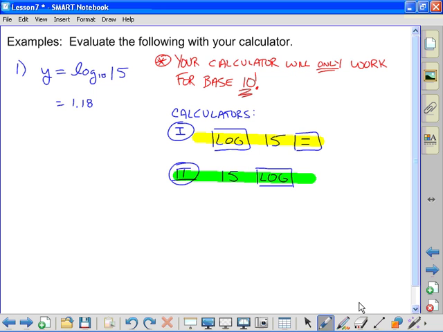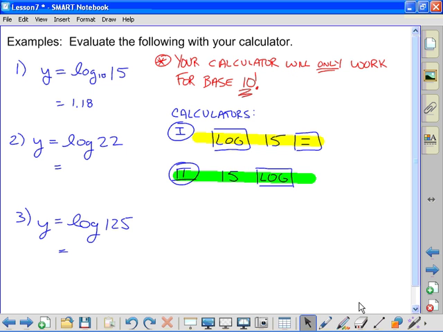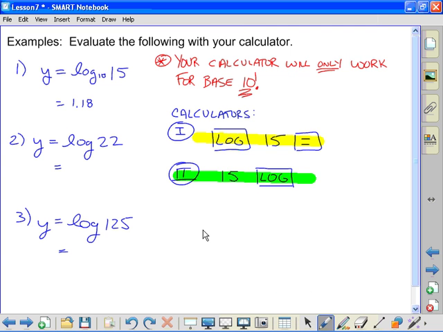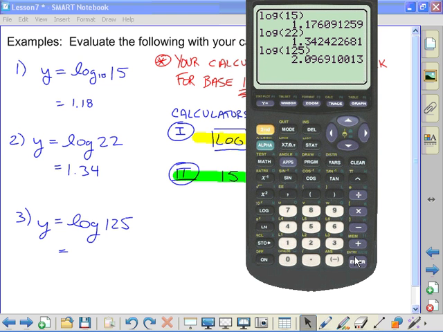Okay, we'll do a couple others here so you can double check to make sure you can get the right answers. So y equals log 22 and y equals log 125. All right, so you're using your own calculator. Make sure you can get these answers. If not, it's kind of frustrating for test purposes. So log 22 is 1.34, and for the other one, log 125, it's 2.10.